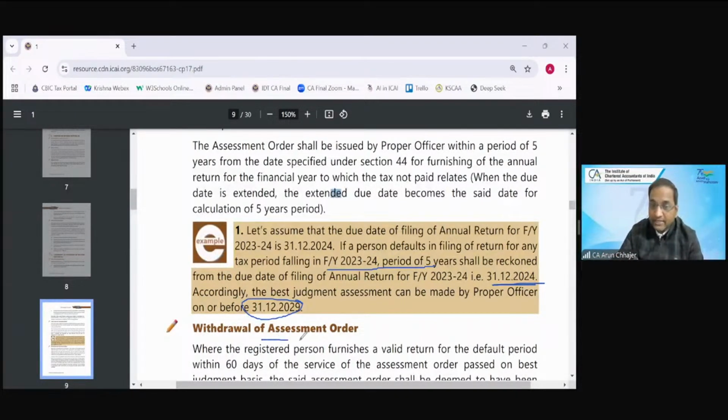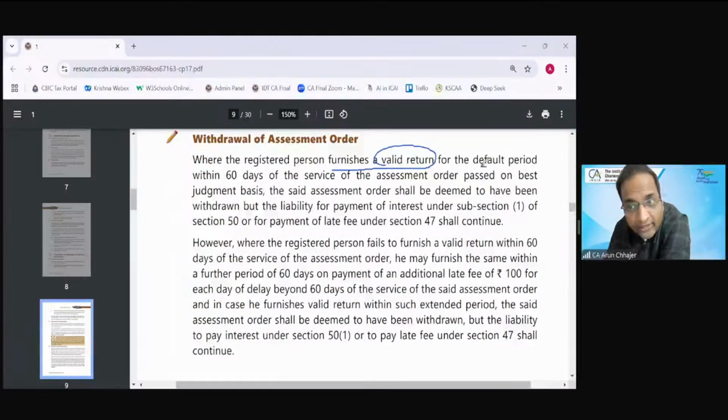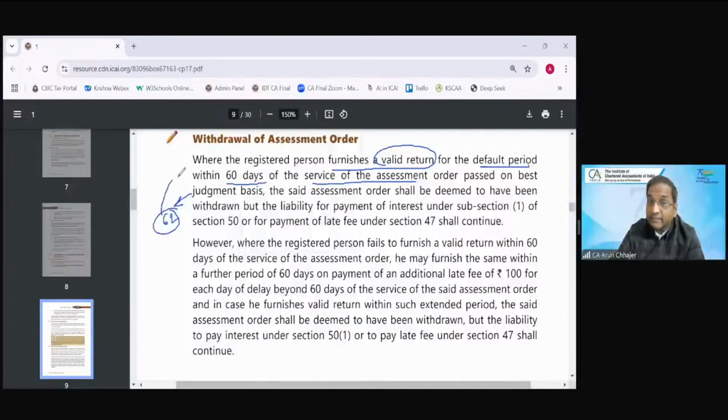Withdrawal of assessment order means if they have issued the assessment order, it can be withdrawn when the registered person furnishes the valid return for the default period within 60 days of the service of the assessment order passed on the best of his judgment. See, whatever the assessment order they have passed in section 62, उसके कितना दिन में वैलिड रिटर्न फाइल कर दिया within 60 days.